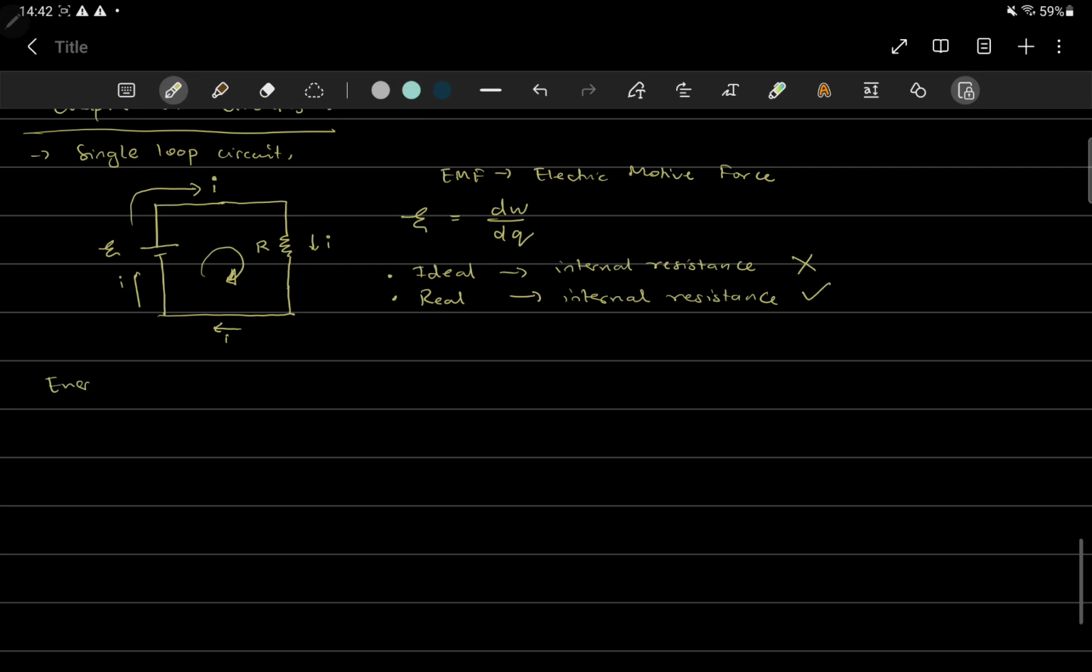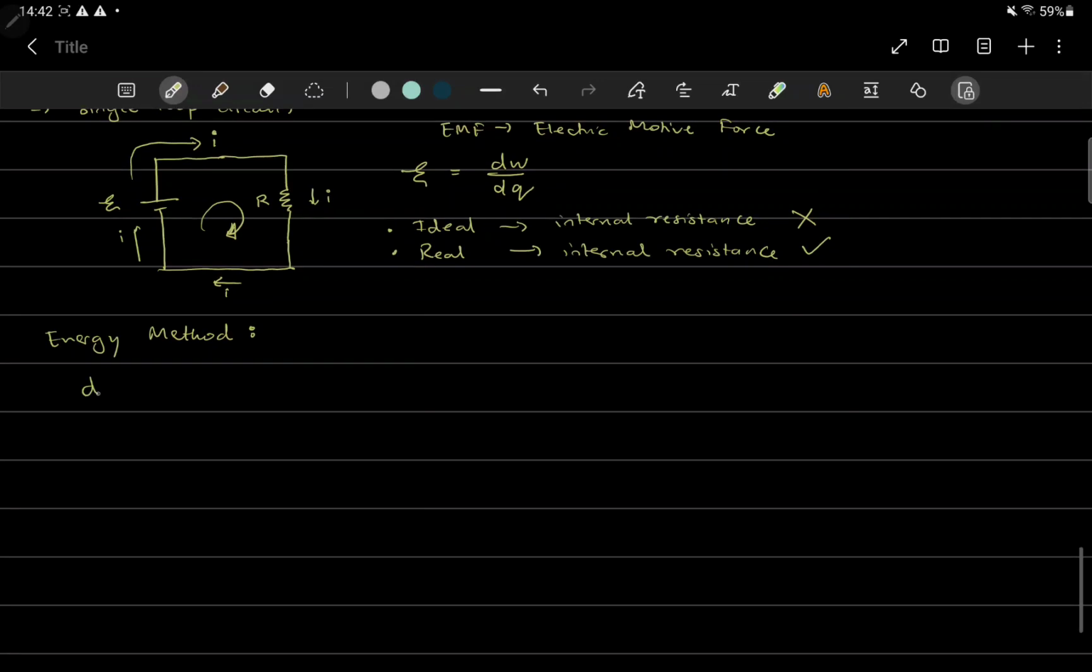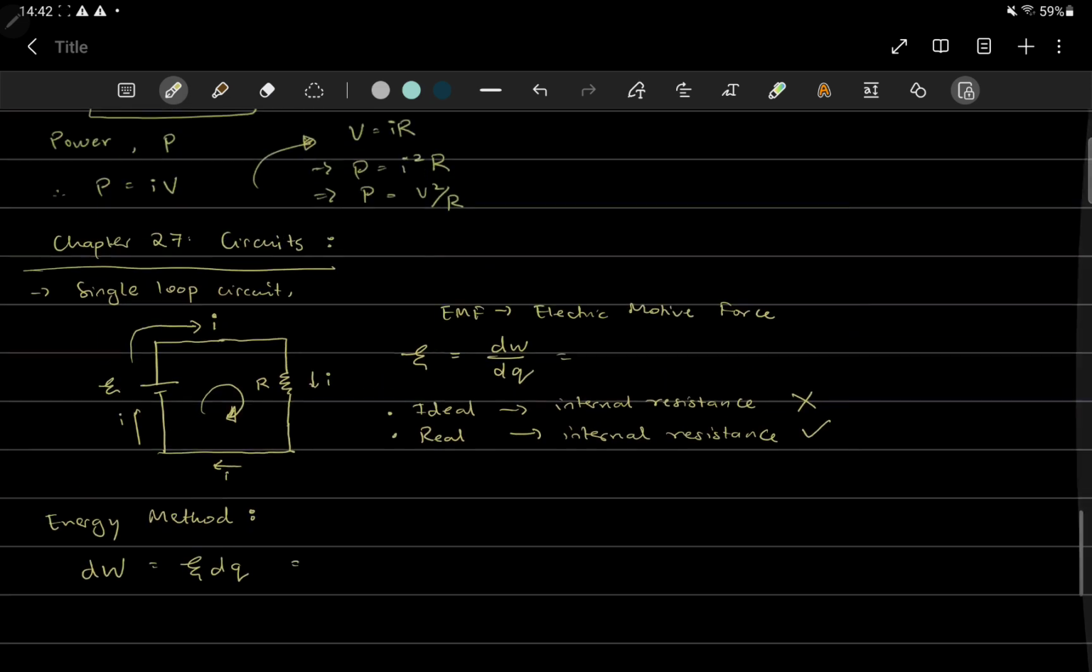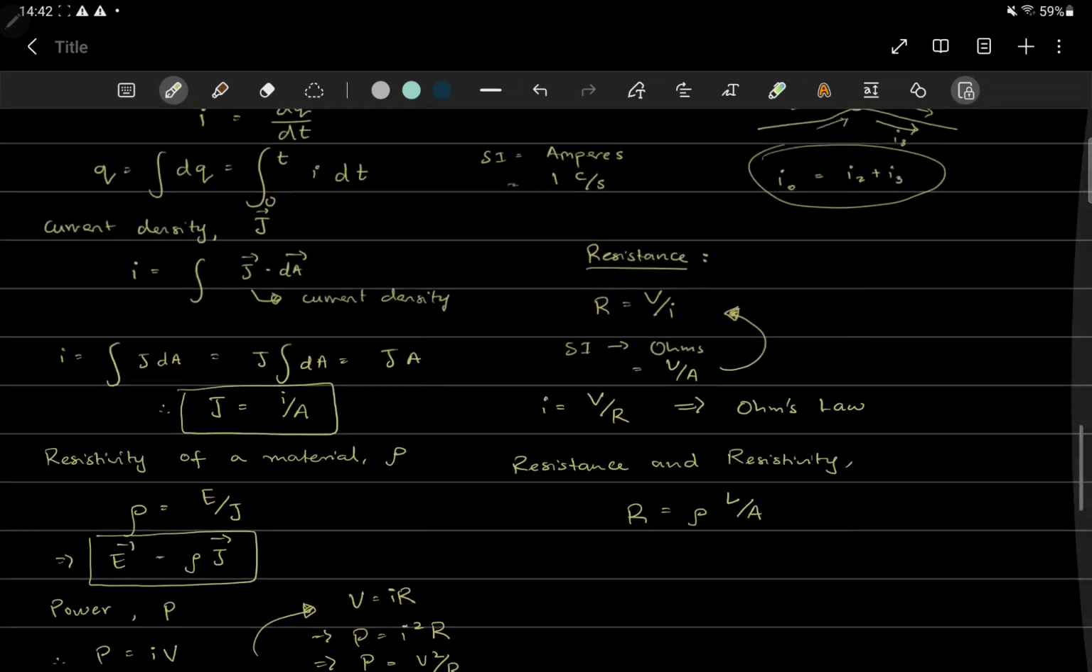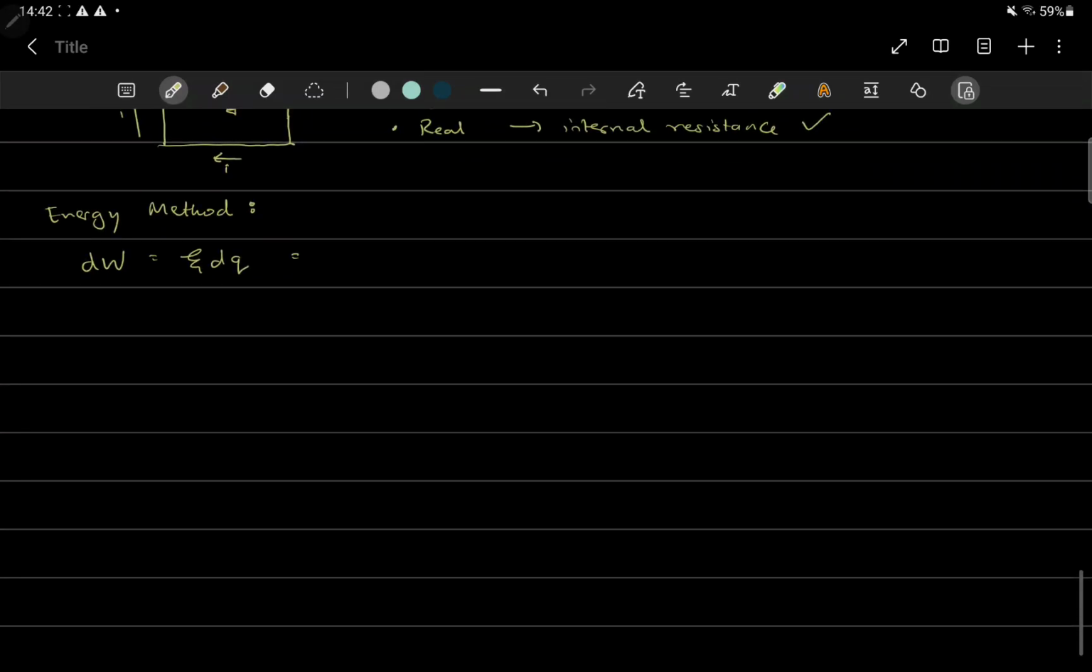So the energy method, and this is simple, it basically uses the definition of the EMF, where we know that we can rearrange this equation over here and write it as dW equals zeta dq, right? And I know dq is given by this expression over here that we've done earlier, and we can replace that, and I can write this as zeta I dt.